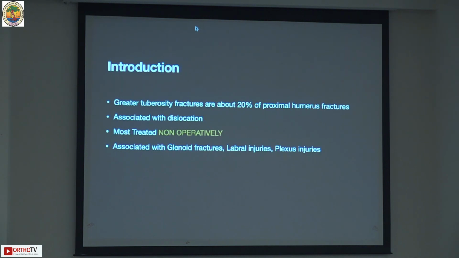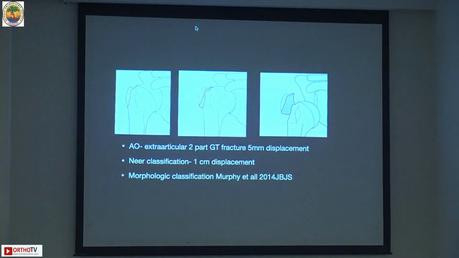This talk is not about saying that you need to operate every single GT fracture. It can be treated non-operatively. We'll come to the reasons for why to operate on the patient. They are associated with glenoid fractures, labral injuries, plexus injuries. So we have to look for all of the concomitant injuries. A simple AP X-ray also will give us an idea about glenoid fractures. We can do further evaluation in the form of CT scans, MRIs, neurological examination.